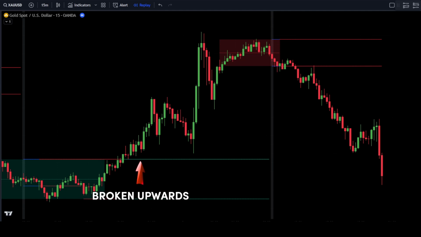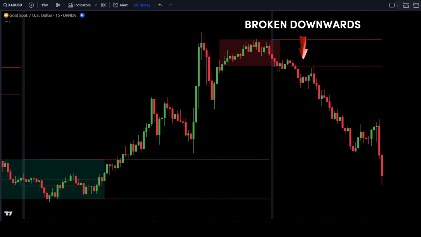If the price candlestick breaks out upwards, the line color will change to green, or the indicator will signal a broken upward. In this situation, your main focus is to find the best point to place a buy order. If the price candlestick breaks out downwards, the line color will change to red, or the indicator will signal a broken downward. In this situation, your main focus is to find the best point to place a sell order.